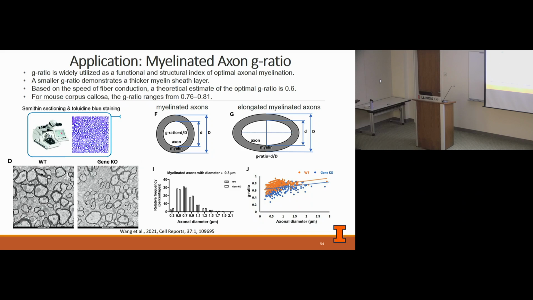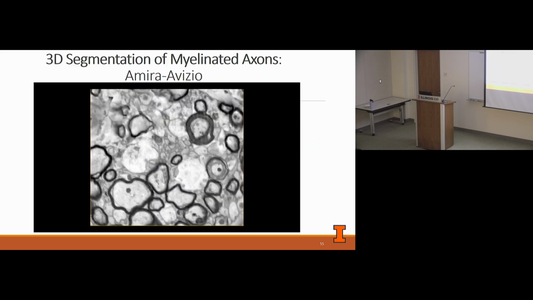And so then you can do these measurements. The G ratio is basically a ratio of the inner diameter over the outer diameter. Depending on the myelinated axon, maybe it is a sphere, maybe it's elongated, you can apply these measurements and calculate your G ratio.